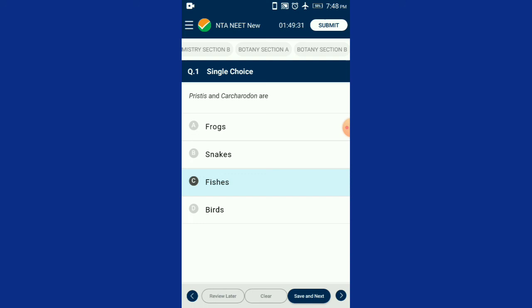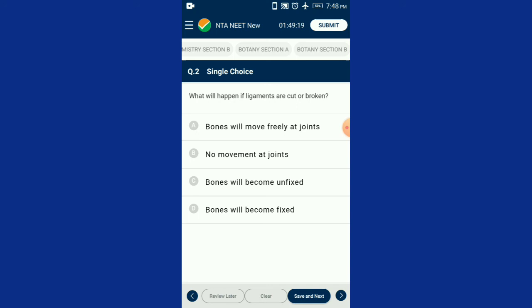Question number 2. What will happen if ligaments are cut or broken? Ligaments are specialized connective tissues that connect bones together. Hence, if they are cut or broken, the bone will become unfixed. They consist mainly of collagen fibers arranged in bundles, with fibroblasts present in rows between bundles. So the answer is option C, bones will become unfixed.